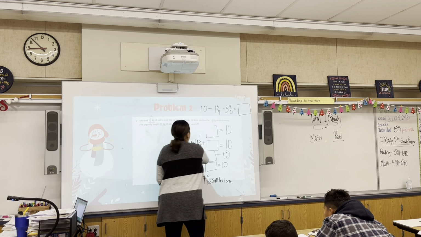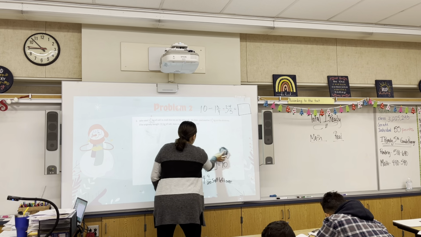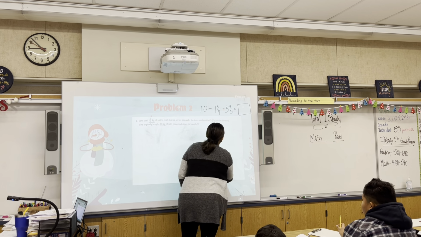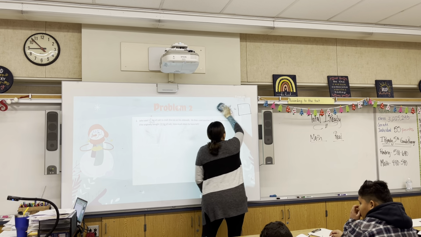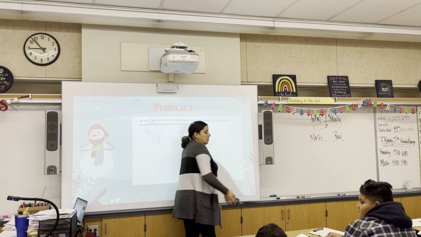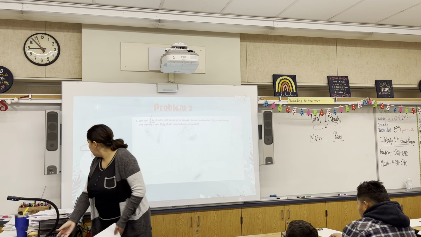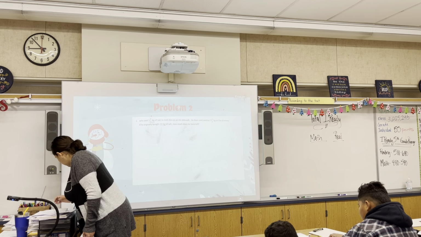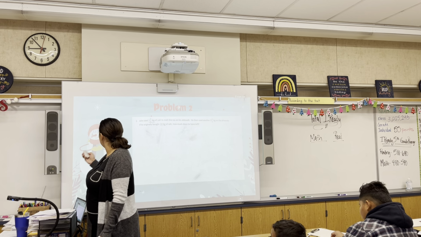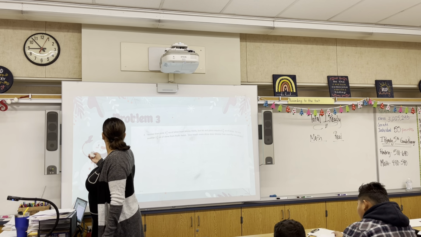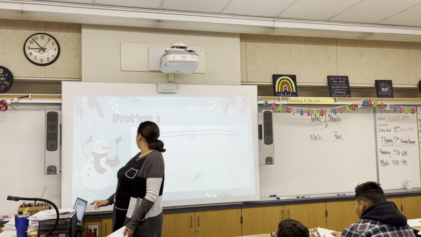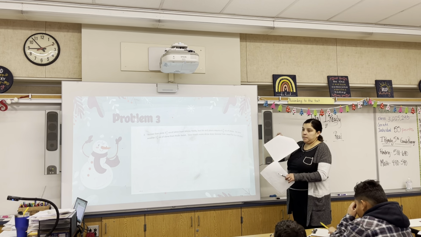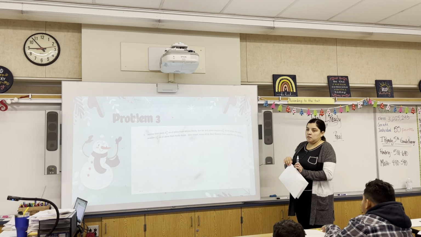Do we have any questions so far? Why do we have to rearrange the expression at the end? Because we added all the other numbers and we couldn't do anything else about it, so we had to switch it up and make it how it was supposed to equal. Okay. Anybody else? Wanna add anything?